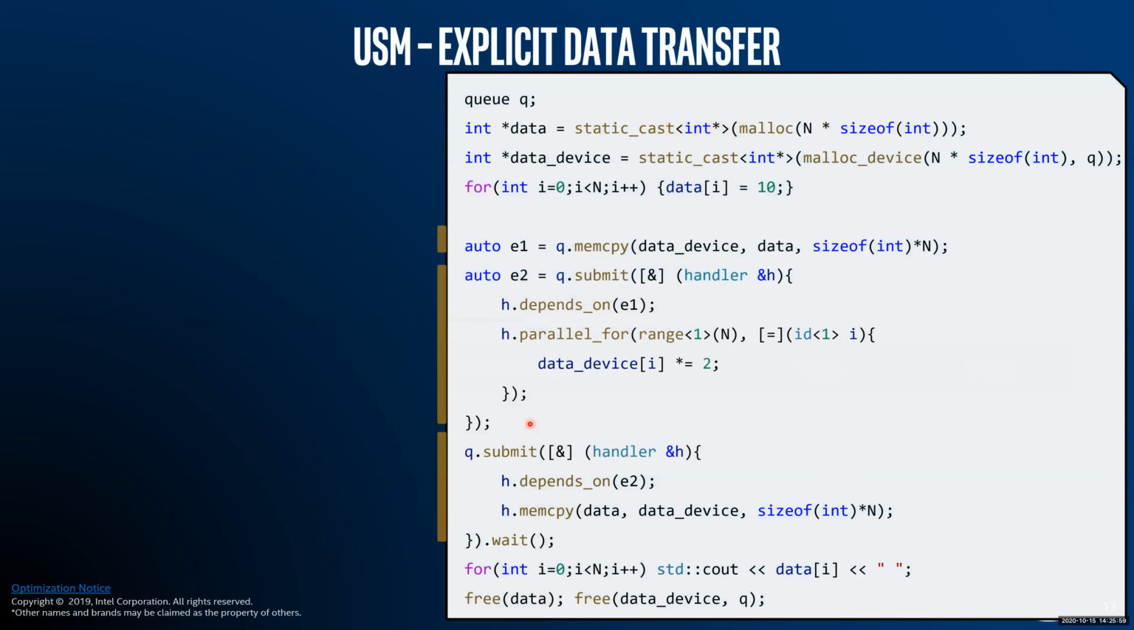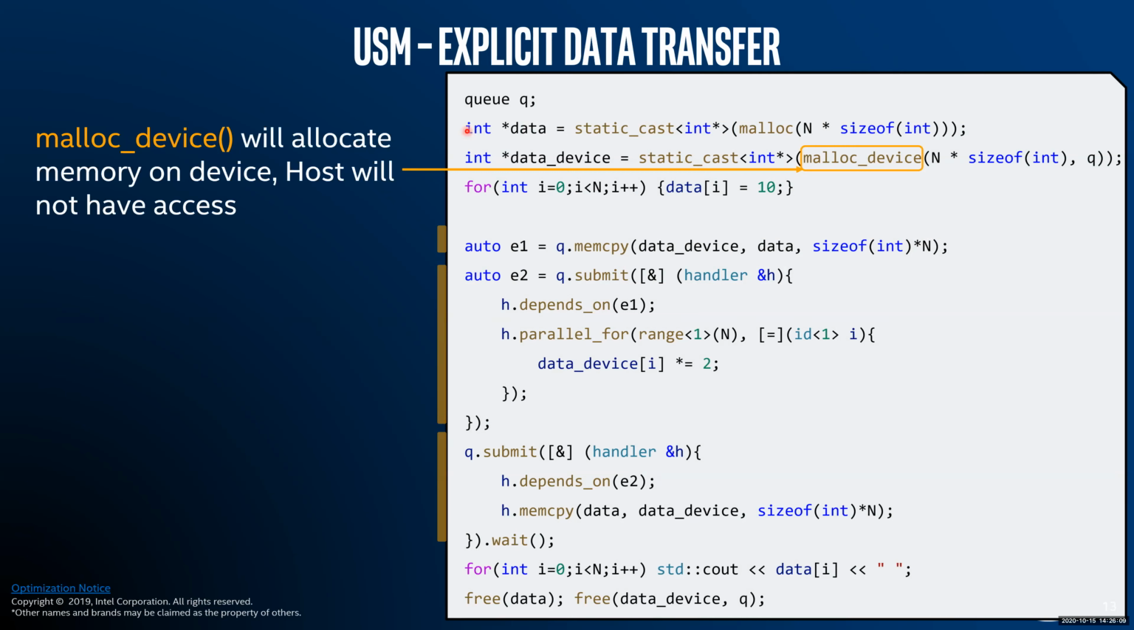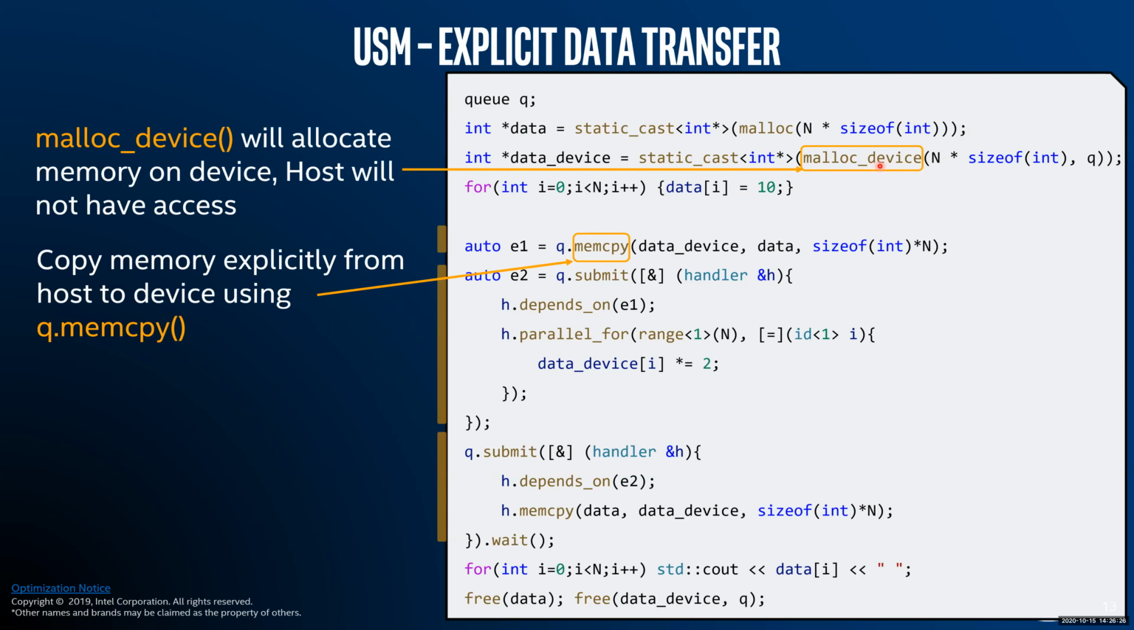So let's look at the first example where we use device allocation, and this is more of an explicit data transfer. In this example, you can see that first of all, we have a queue defined, and then we have an allocation on the host side called data. And then we have an allocation called data_device, which is a malloc_device, which is allocated on the device. In this case, since data_device is only accessible on the device, we have to first copy the contents of data into data_device. So the memcpy command will actually copy it. So at this time, the memory is copied from host to the device.